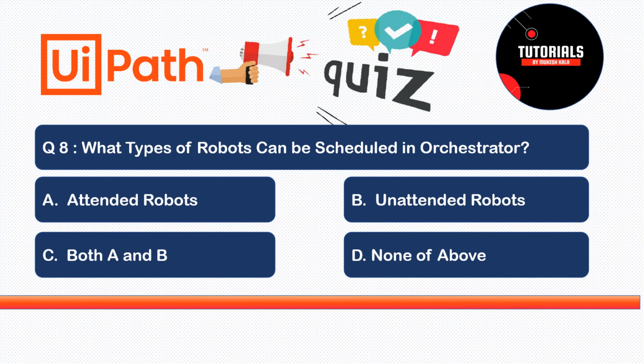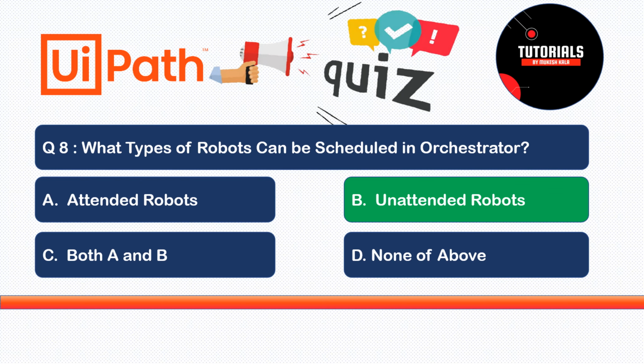So the correct answer is we can only schedule unattended robots in Orchestrator. That means that whenever we schedule a process, only unattended robots will be available to run it. You cannot schedule attended robots with the help of Orchestrator.